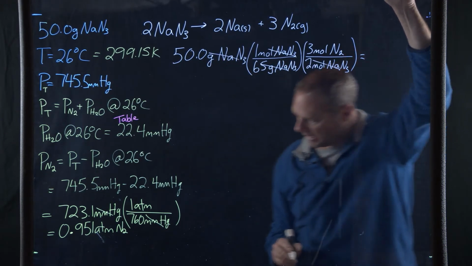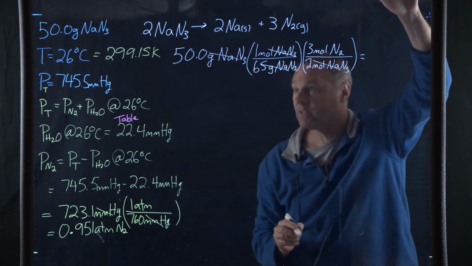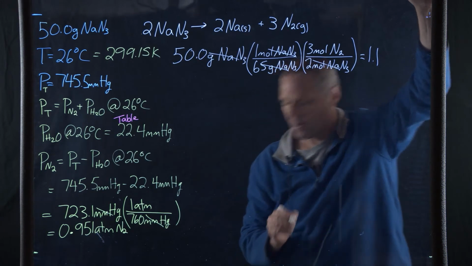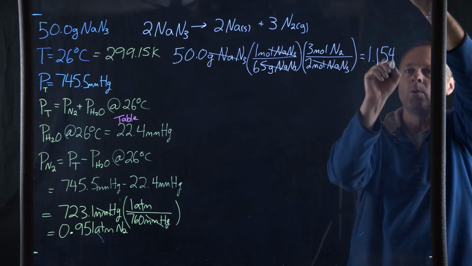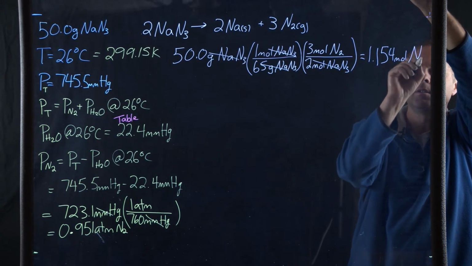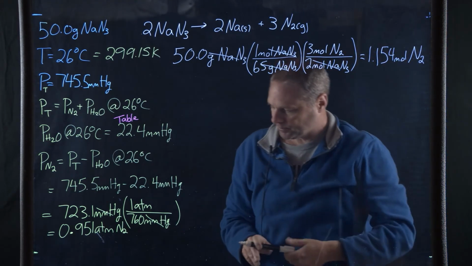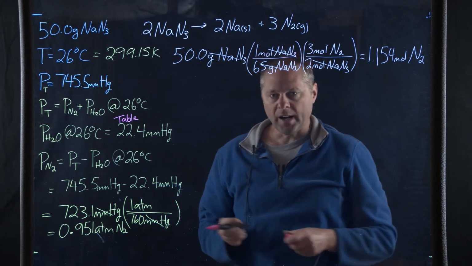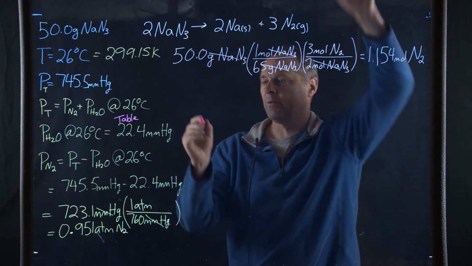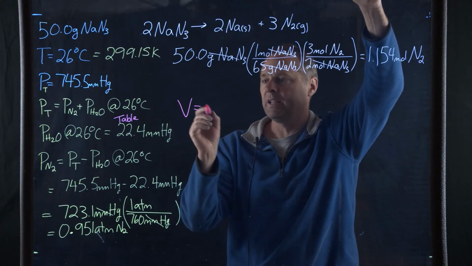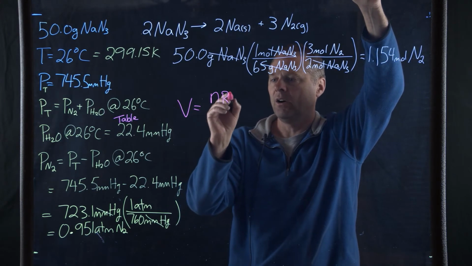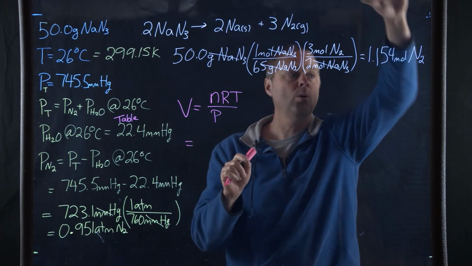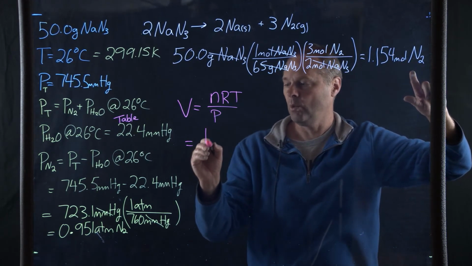So that cancels, and the number that we get is 1.154 moles of nitrogen. All right, now we can use our ideal gas law. And what we're looking for is volume, right? And so volume is going to be equal to nRT all upon P.